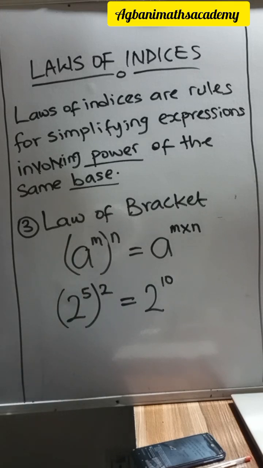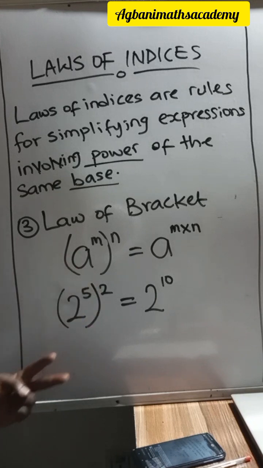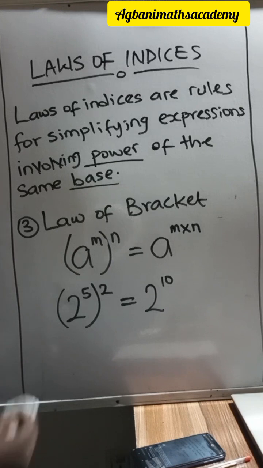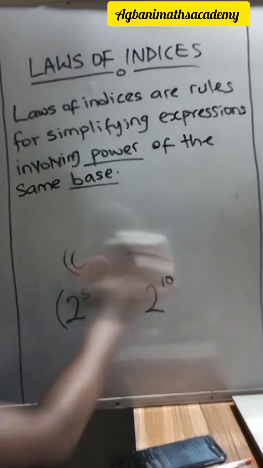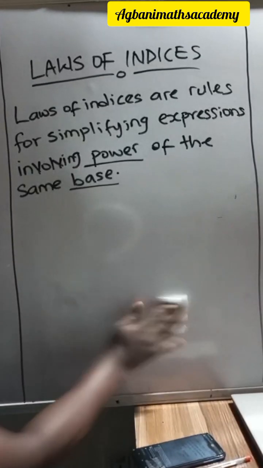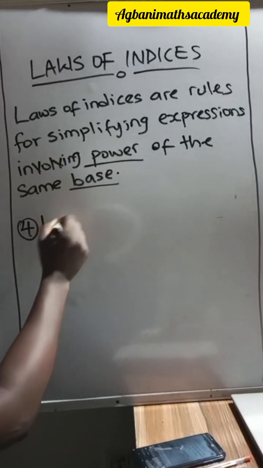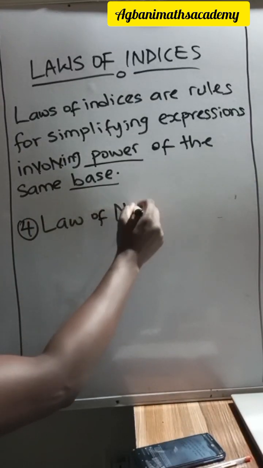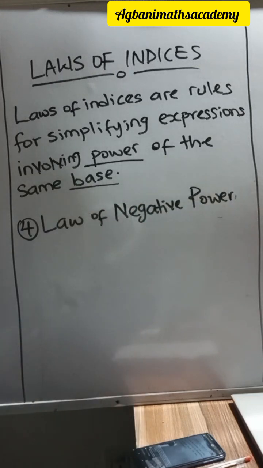Let's look at the next law of indices. We've looked at the first one, which is the law of multiplication. We've looked at the law of division. And now we've looked at the law of brackets. So let's look at the fourth one. Number 4, the law of negative power.